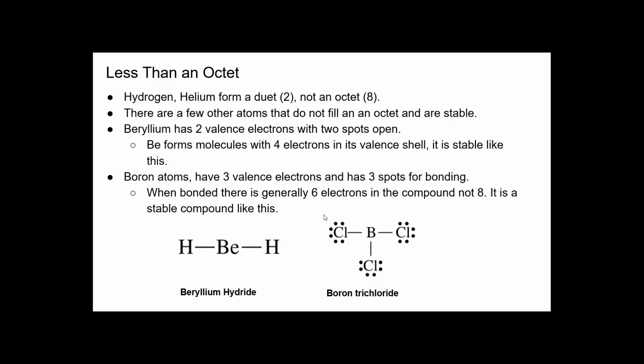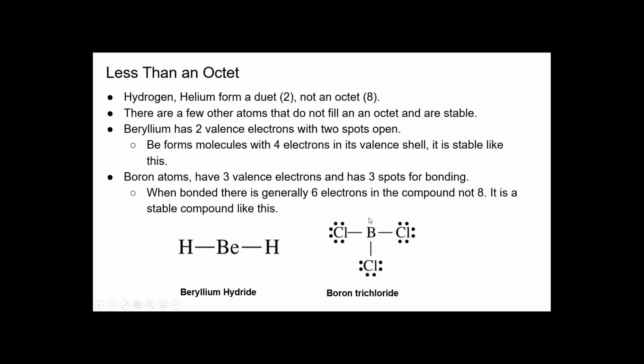We do have exceptions to the rules. Some elements do not need and will not fill an octet. Hydrogen and helium, for instance, fill a duet. But we also have beryllium and boron. They do not need an octet. They are happy without octets. So beryllium has 2 valence electrons, and that means it has 2 open spots. So if another element comes in and donates an electron, it will be very happy with a total of 4 electrons around it. So beryllium hydride here is very stable, just like this.